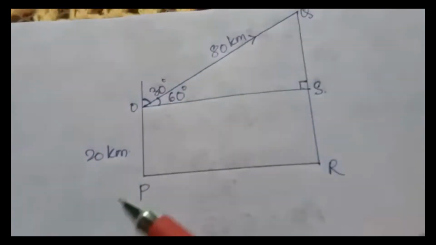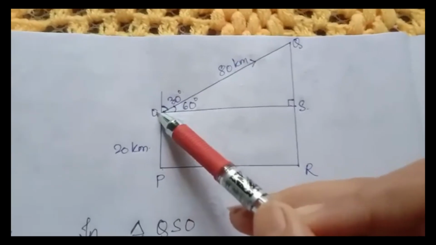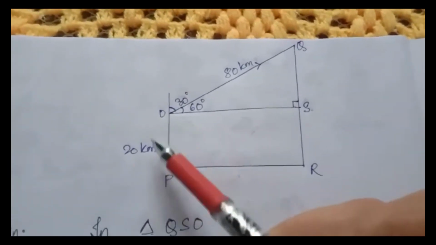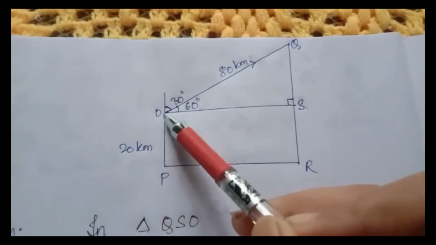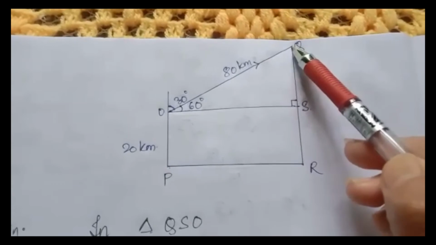So here is the diagram. First, a rocket is launched from P. So first the rocket will rise up. It covers a distance of 20 km. It rises to a height of 20 km, then it will go in this direction. So it covers 80 km to reach Q.